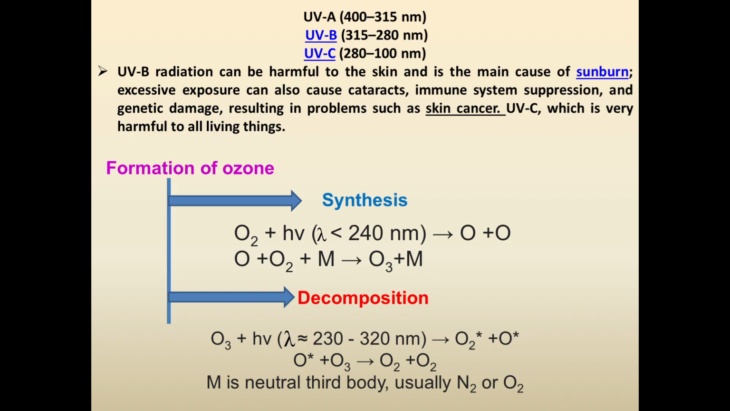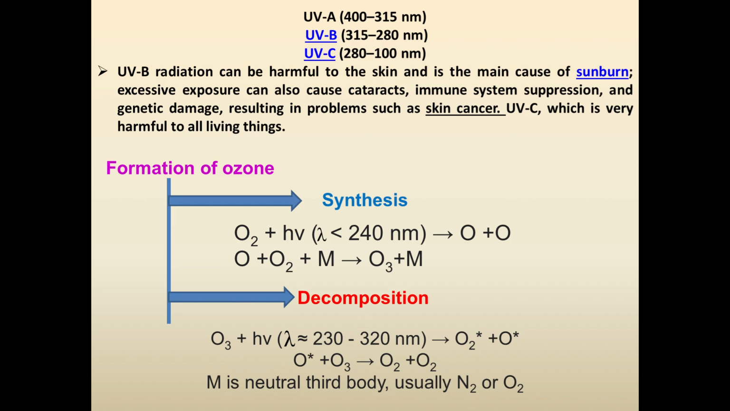As we have discussed, the ultraviolet radiation coming from the sun is categorized in three classes: UVA, UVB and UVC, each in a certain range. UVA is 400 to 315 nanometer, UVB 315 to 280 nanometer, UVC 280 to 200, or we can say 100 nanometer.